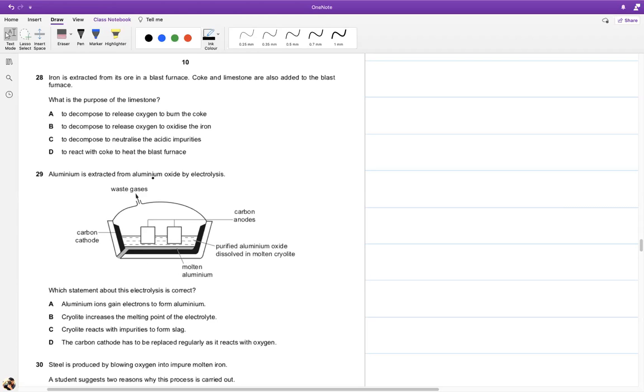So coke is also burned to produce carbon dioxide, which is then used to produce carbon monoxide, or coke itself can act as a reducing agent. All right, what is the purpose of limestone? Obviously to take care of the impurities, and that is C.